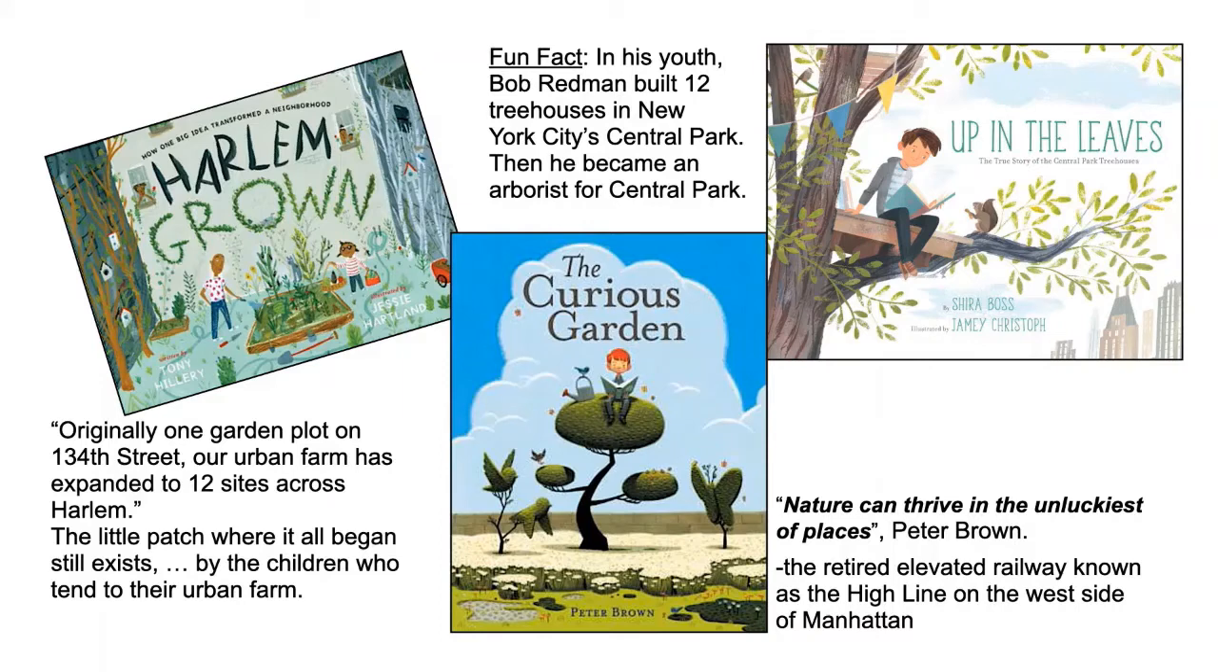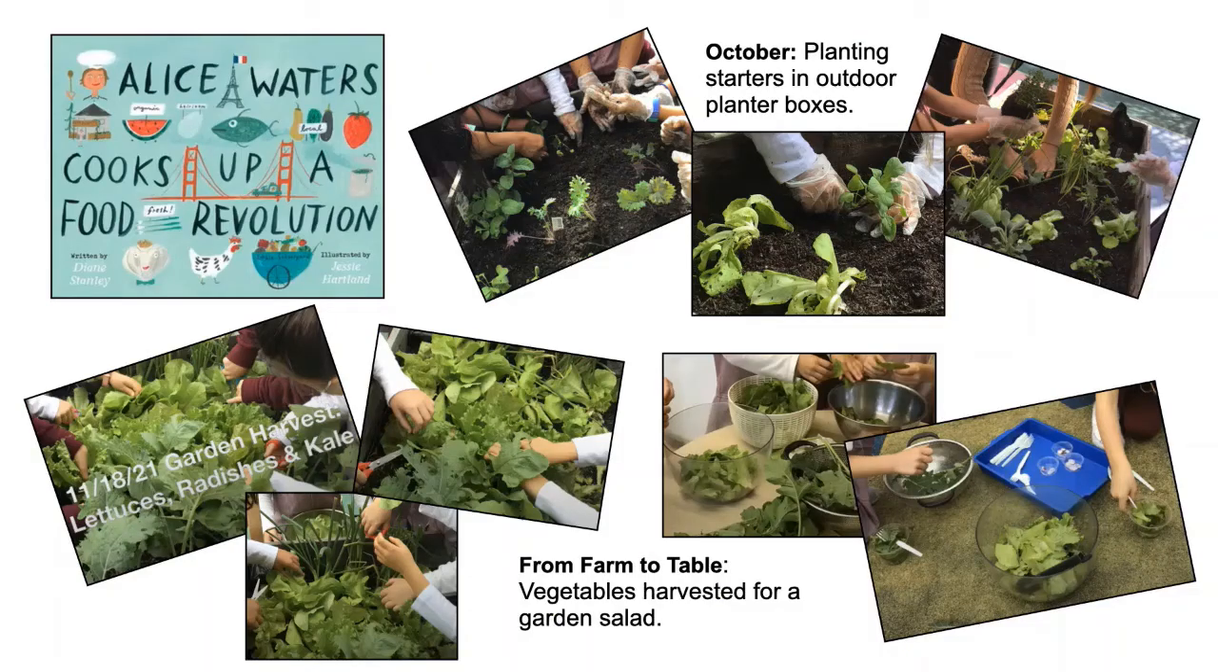Planting gardens is a theme in real life and in literature. From Victory Gardens in the Boston Common to community gardens, introduce your students to how gardens bring people together. For literature selections, Harlem Grown: How One Big Idea Transformed a Neighborhood, and The Curious Garden, explore garden spaces. Check out Alice Waters Cooks Up a Food Revolution for a look at her Edible Schoolyard motto and contribution to the farm-to-table movement.